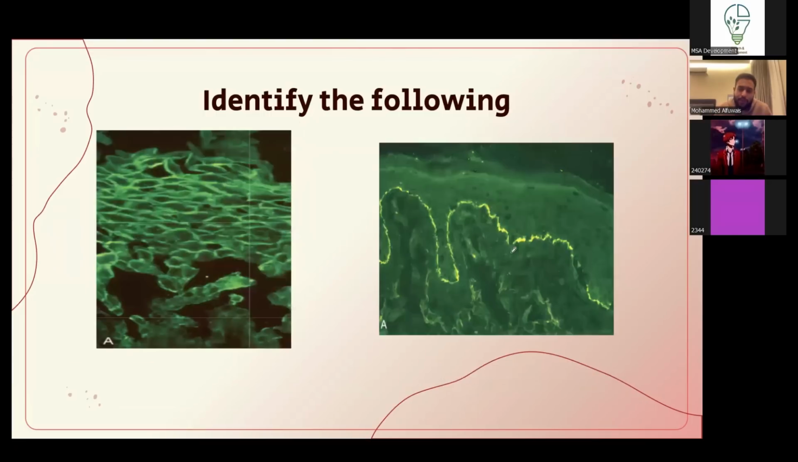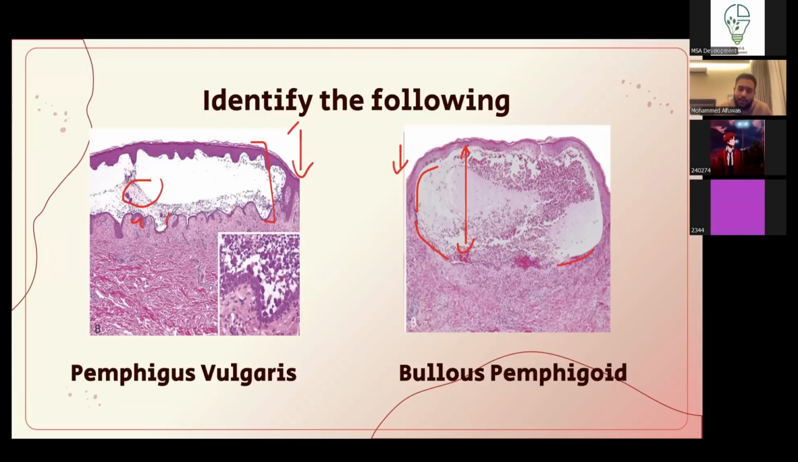Immunofluorescence. Good. Now, another thing is this is also called a tombstone appearance. If you see it, and in case it's described to you in a question, tombstone appearance, it's pemphigus. One thing I didn't mention about bullous pemphigoid, other than how it presents, is it's usually an elderly patient, usually above 60. That's also another hint in a question.